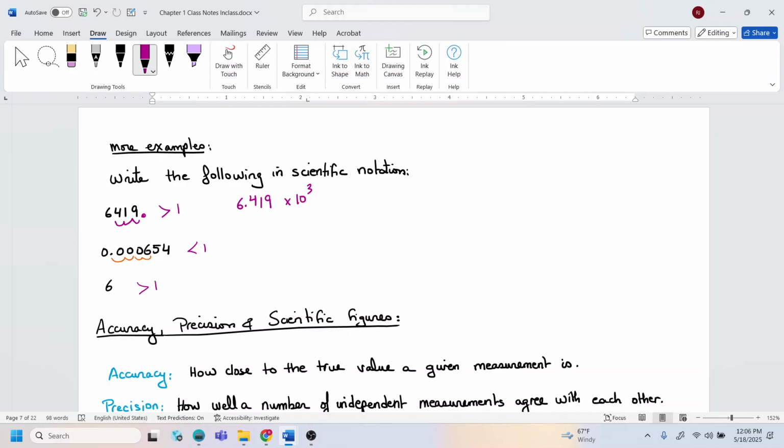This one is less than 1. Just move it right after the 6. It's going to be 6.45 times 10. I moved it 1, 2, 3, and 4 places, so that is going to be to the negative 4.